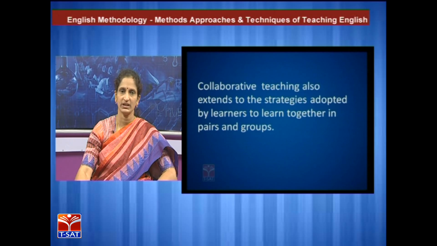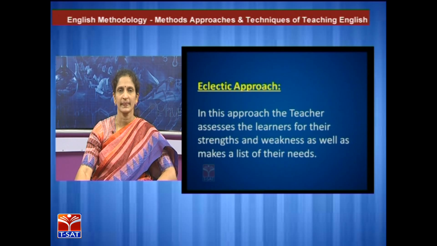Collaborative teaching also extends to the strategies adopted by learners to learn together in pairs and groups. If they want to go for any project or present a group assignment or group project, that will be possible only through collaborative teaching. If there is no mutual understanding among the peer group, it is not going to be successful. Automatically there will be a communication gap. So, collaborative teaching extends to the strategies adopted by learners to learn together in pairs and groups. The next approach is the eclectic approach.